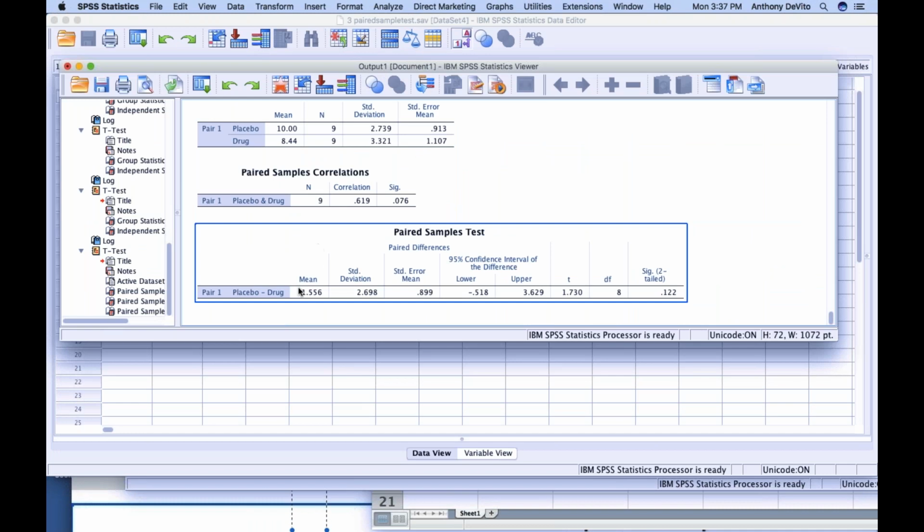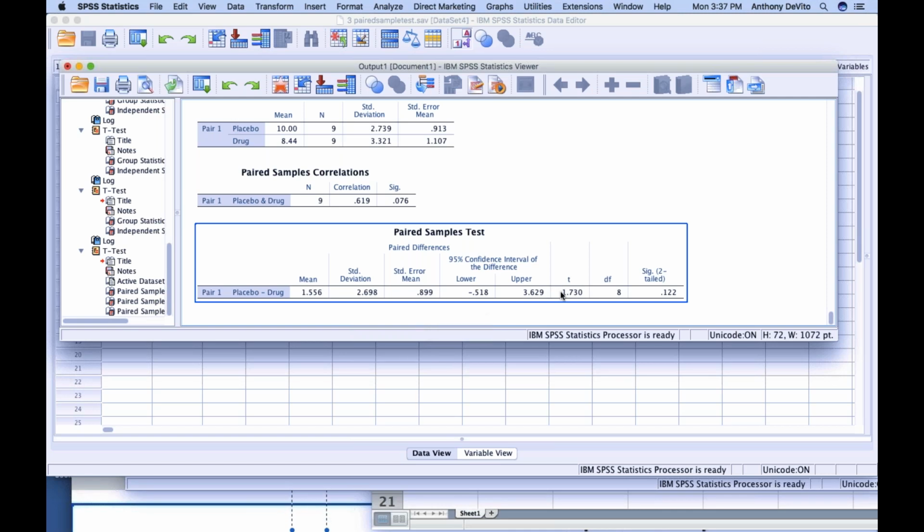Our paired sample t-test tells us that the mean difference was 1.556, and gives us a standard deviation. The standard error is just the standard deviation divided by the square root of the sample size, which was 9. 2.6 divided by 3 is roughly 0.9. It also gives us a confidence interval and a t-score. So now we need to compare that t-value to the value that we would need to exceed to reject the null hypothesis.